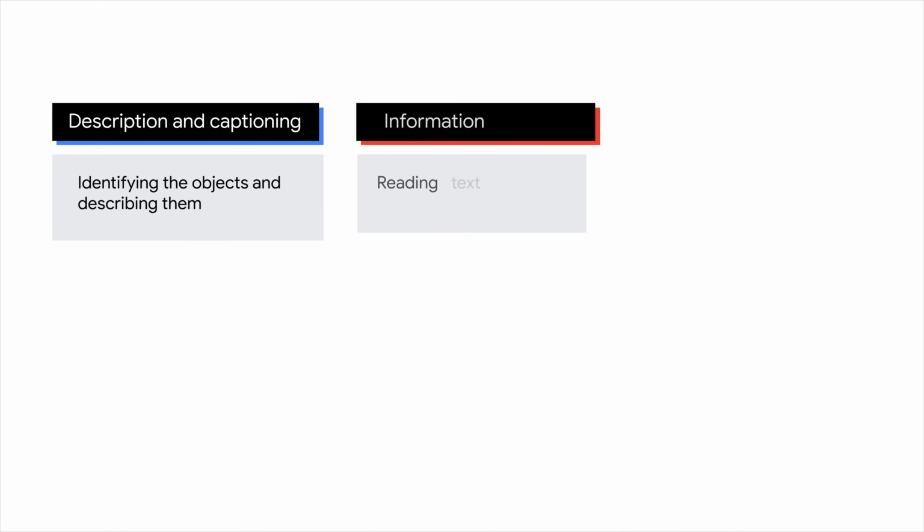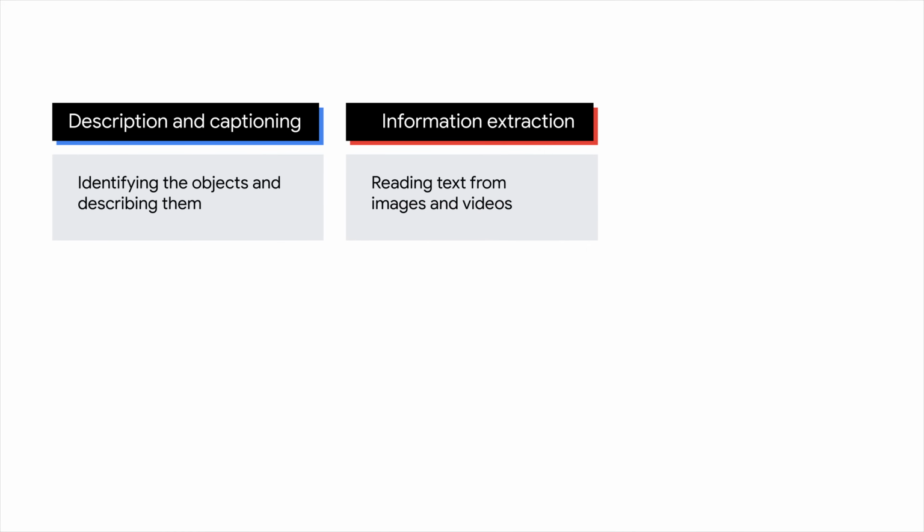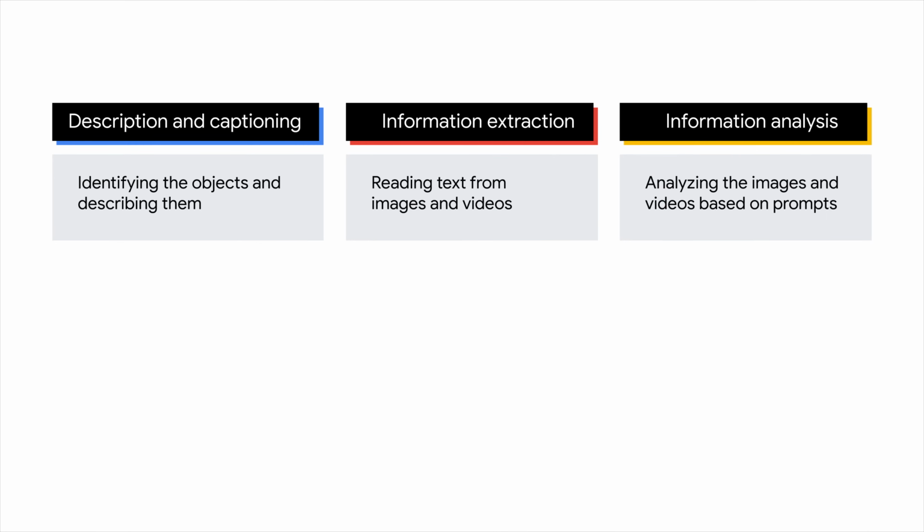Description and captioning. Gemini can identify objects in images and videos, providing detailed or concise descriptions as needed. Information extraction. It can read text from images and videos, extracting important information for further processing. Information analysis. It can analyze the information it extracts from images and videos based on specific prompts. For instance, it can classify expenses on a receipt.